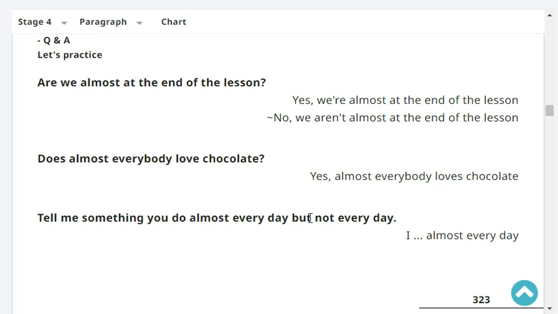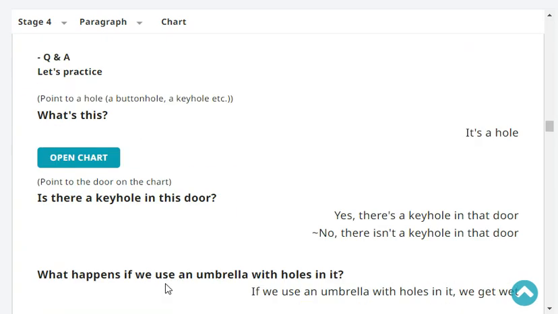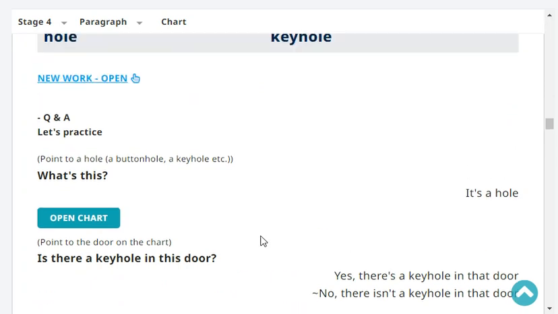What do you do almost every day, but not every day? I do homework. Very good. Almost every day, but not every day. Very good. Okay, next. What's this? It's a hole. Very good.